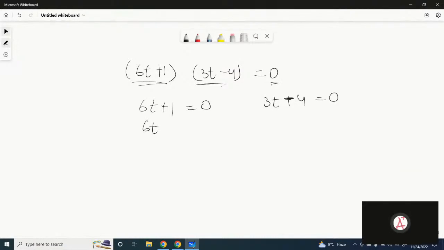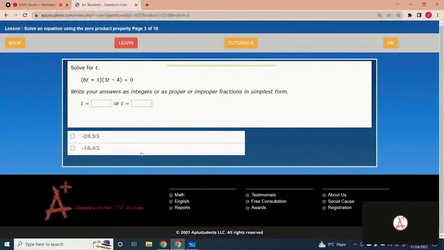Okay, 6t equals negative 1, so t equals negative 1 over 6. Then 3t equals, move that negative 4 to the other side, it would be positive, and t equals 4 over 3. Very good. So you have two values, negative 1 by 6 and 4 over 3.